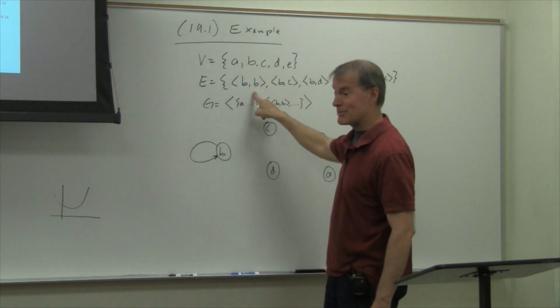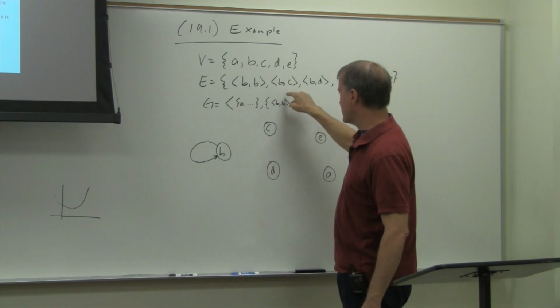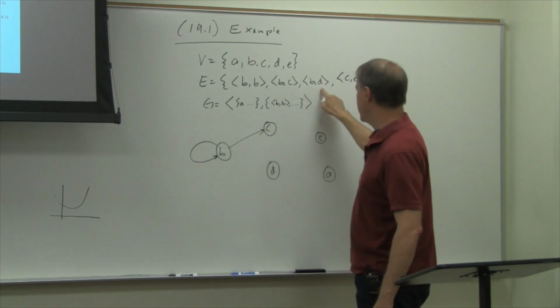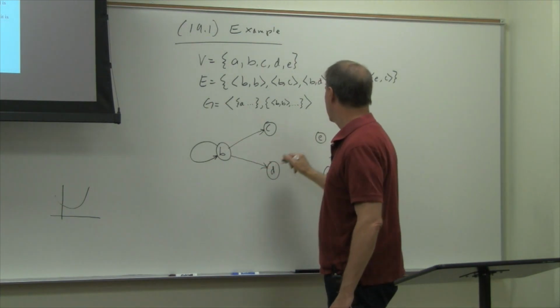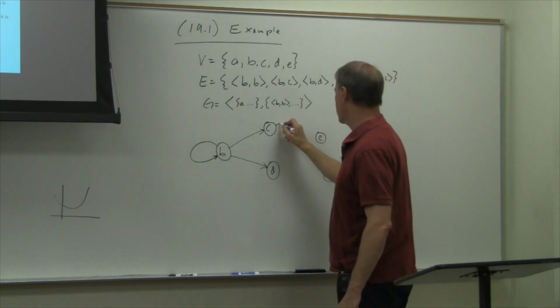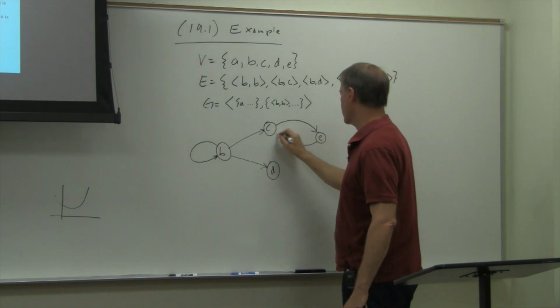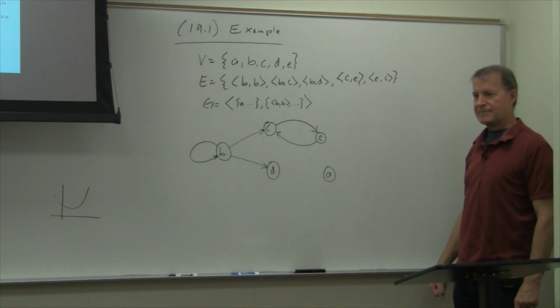It's like finite state machines, actually. Then from B to C, that's from here to here. From B to D, that's from here to here. From C to E, from here to here. And from E to C, from here to here. So this is a picture of that graph. All right?